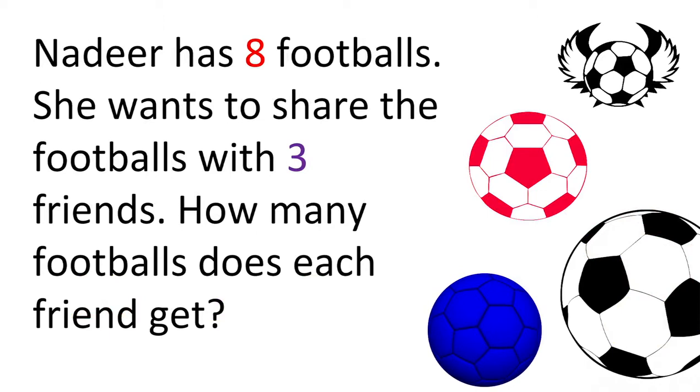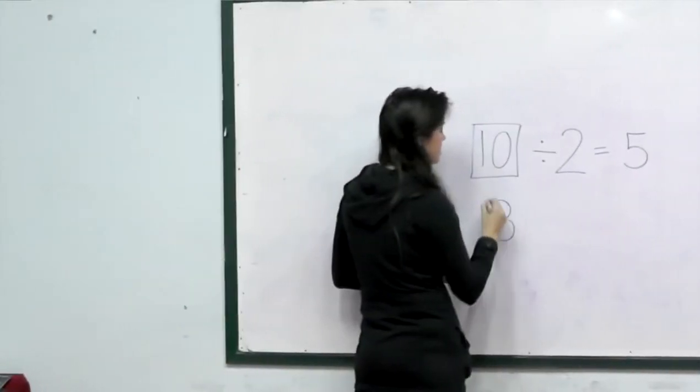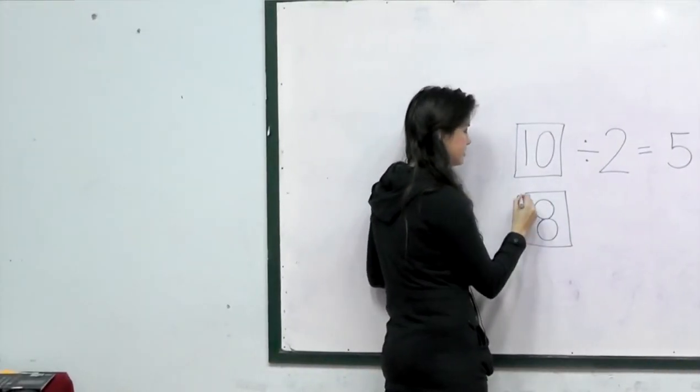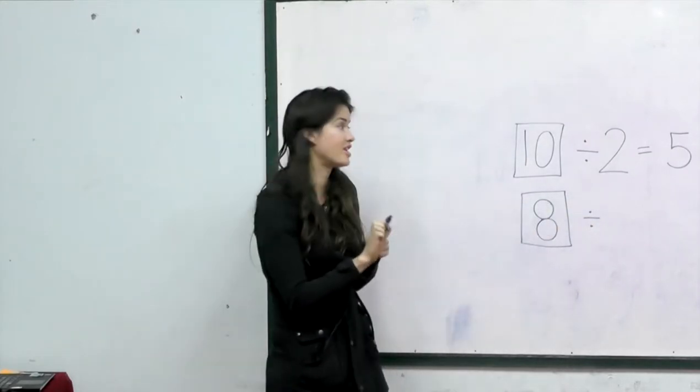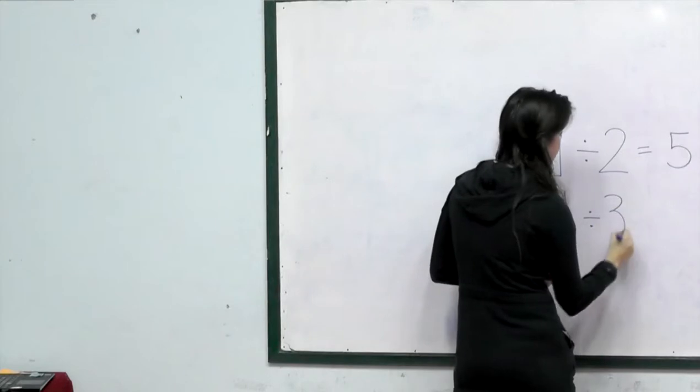Okay, we have Nadia. She has 8 footballs. She wants to share the footballs with 3 friends. How many footballs does each friend get? Let's see. What's our biggest number? 8. 8's our biggest number. So that's going to go first. We're going to divide by how many friends is she sharing with? 3 friends.